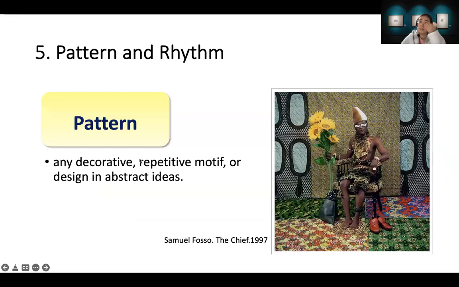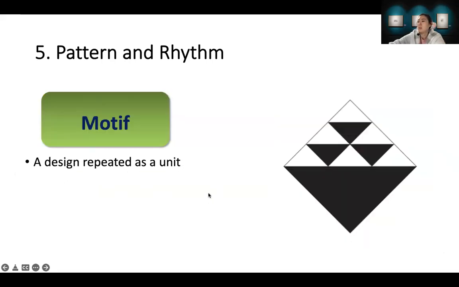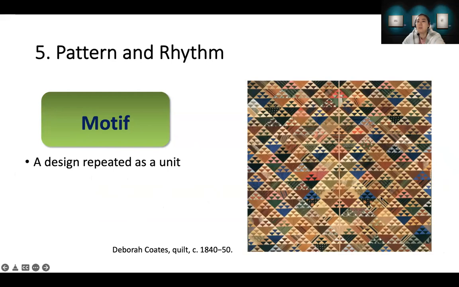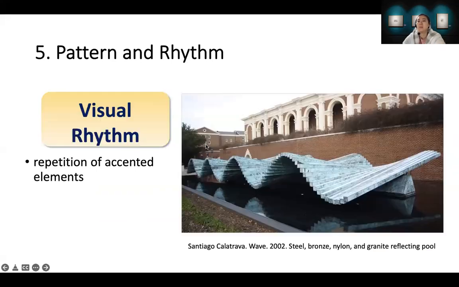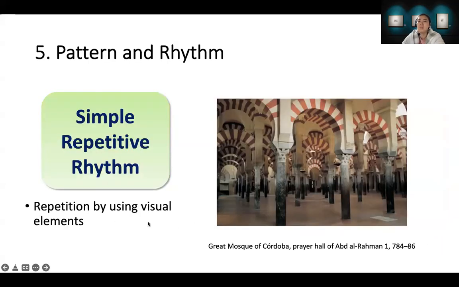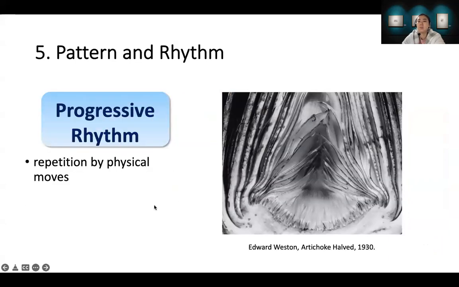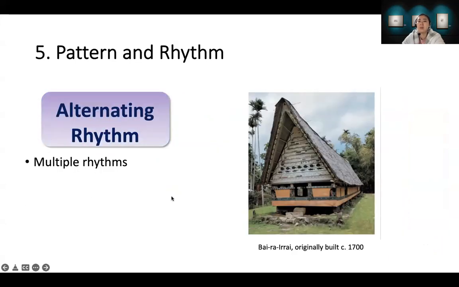And pattern. Pattern is any decorative, repetitive motif or design in abstract ideas. A design repeated as a unit is called a motif. With the repeating motif, artists can create a pattern. And there are four types of rhythm in art we can find in a work of art: visual rhythm, simple repetitive rhythm, progressive rhythm, alternating rhythm.